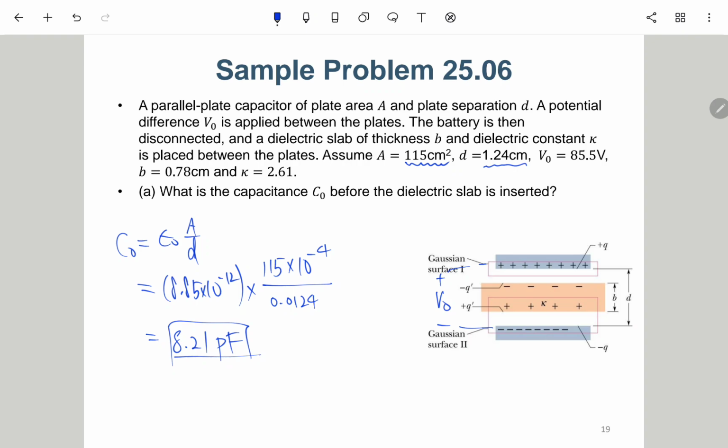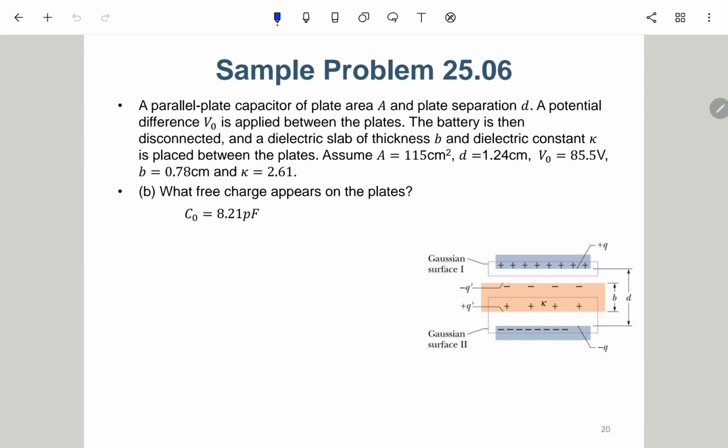Okay, so this is easy, so we just use the parallel capacitors formula. Okay, so for question B, what is the free charge that appears on the plates? We already know the answer for the first question, so I just put it here.